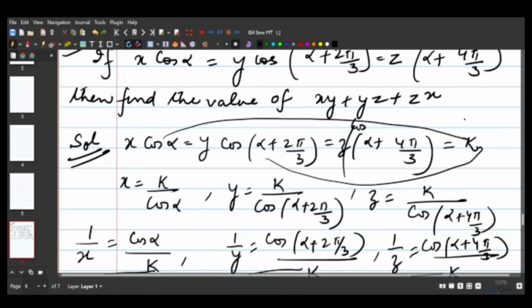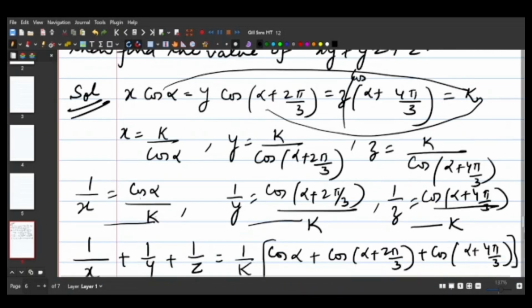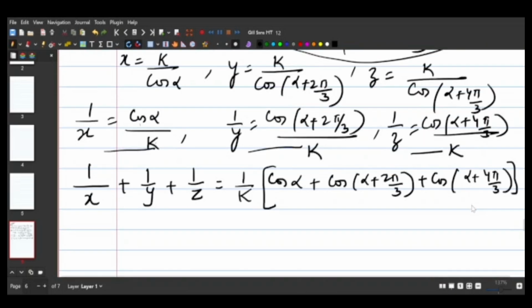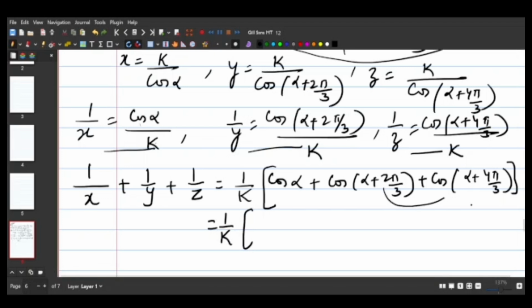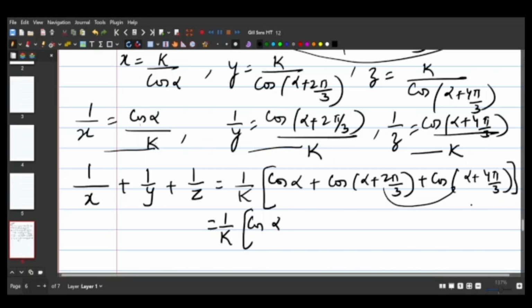And now you again must be surprised how we are going to get xy plus yz plus zx by taking the sum of 1 by x plus 1 by y plus 1 by z. You will see we are going to get that very easily. How? First of all, I'm going to use the cos A plus cos B formula in the last two expressions. I'm going to keep cos alpha as it is.